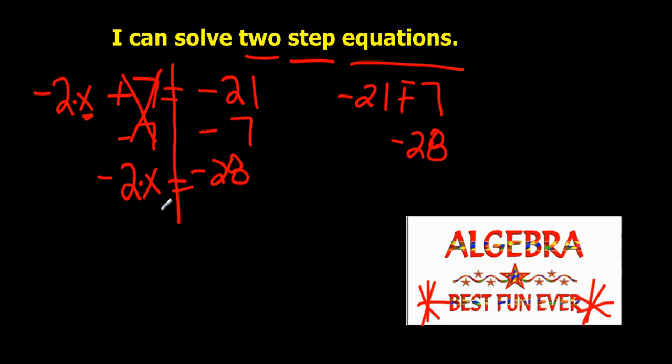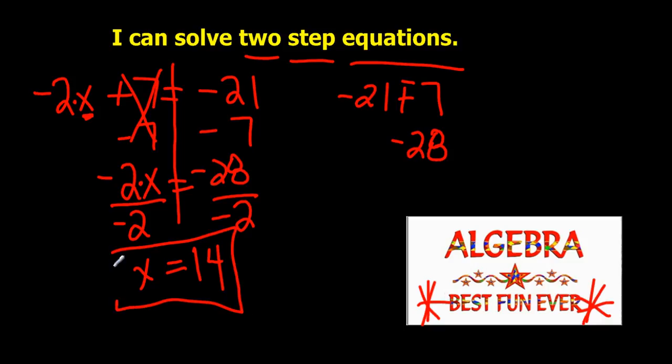I have multiply by negative 2. The inverse of multiplying by negative 2 would be dividing by a negative 2. Negative divided by a negative. Woo woo! That's going to give me a positive. 28 divided by 2 is 14. x is equal to 14. This, my friends, is the solution to my equation.